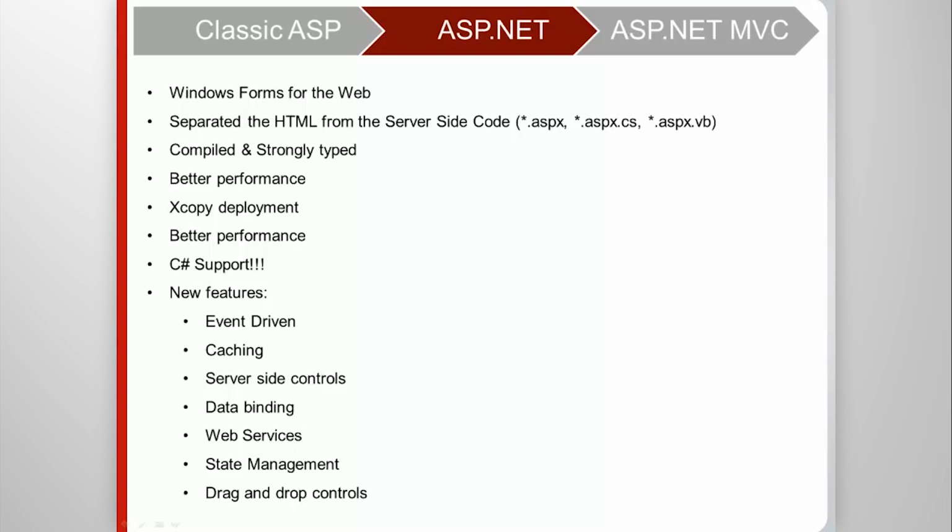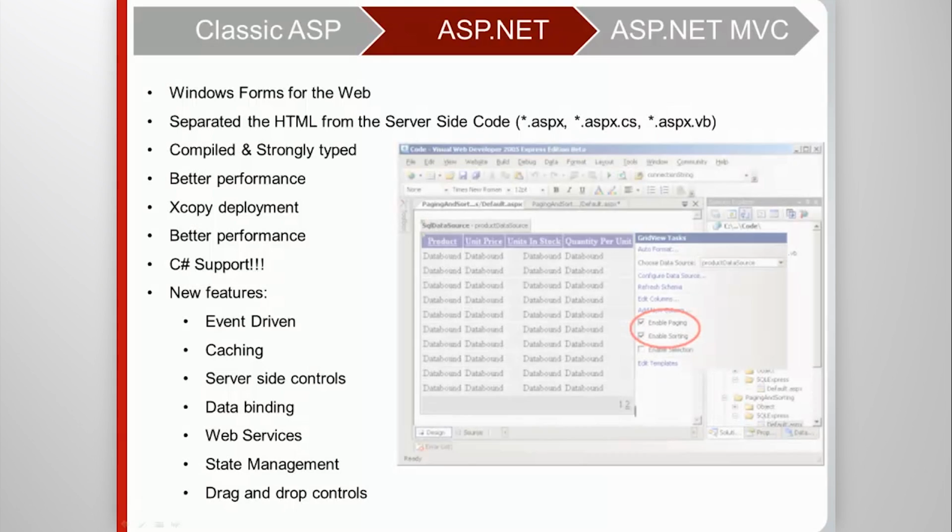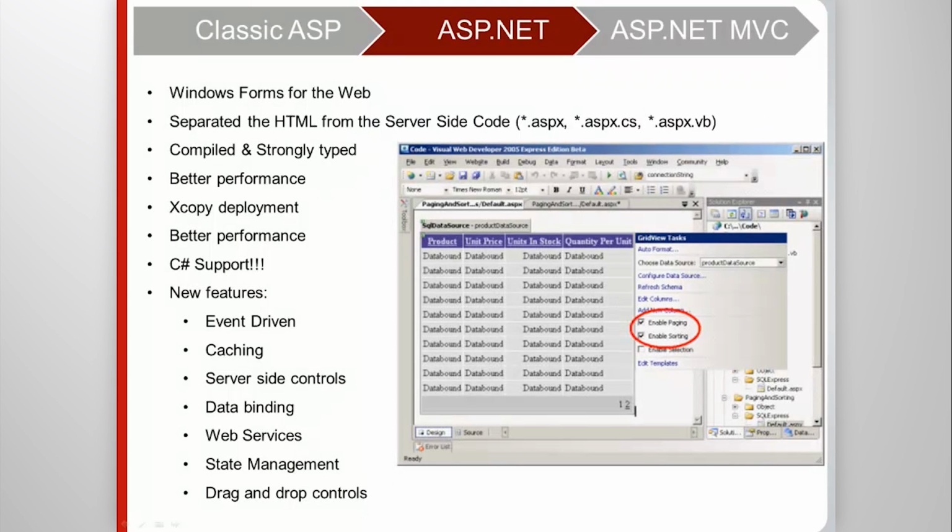you got these drag and drop controls. So you have the designer, you've got your text box, and you drag the control onto your designer. Drag a grid on, and you can choose what data binding to pick. As you can see here, you can just enable paging, enable sorting, things like that. So it made coding up web applications very easy.